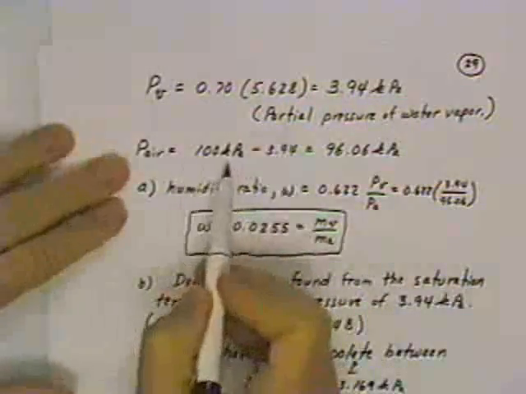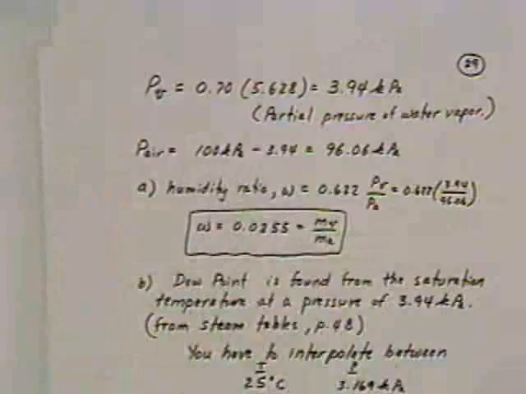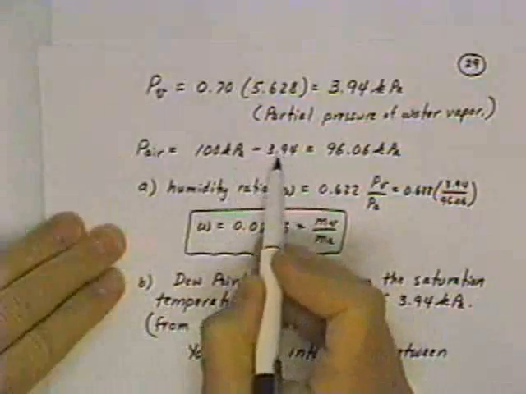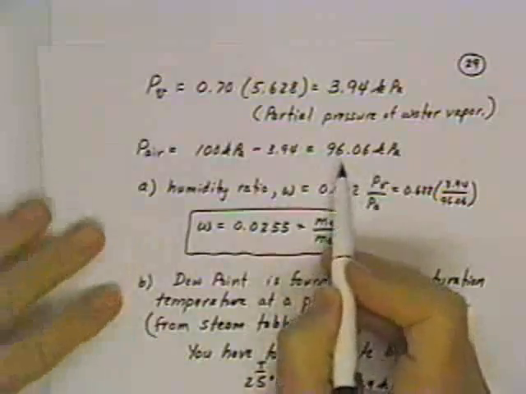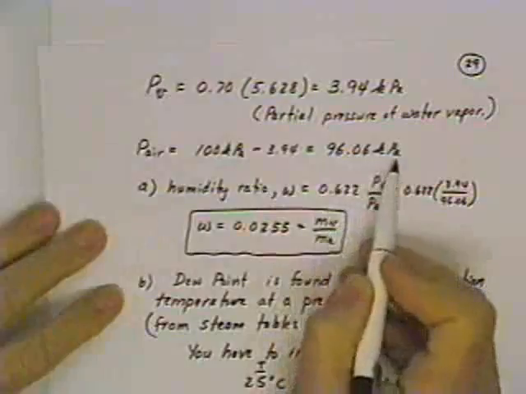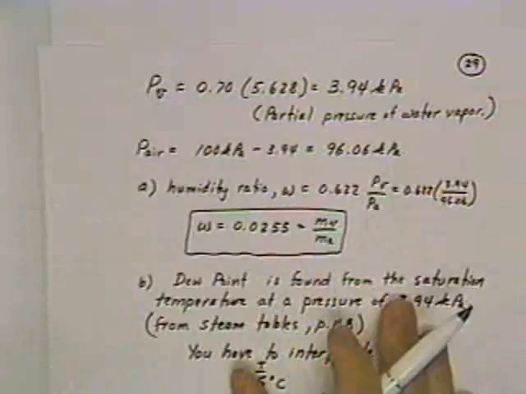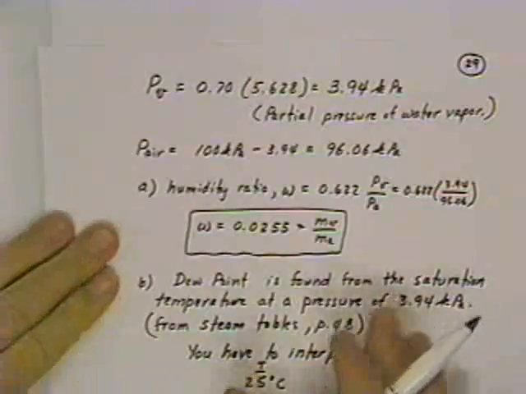We're given that the overall pressure is 100 kilopascals, and so the overall pressure then is made up of the pressure of the dry air and the pressure of the water vapor. So if the overall pressure is 100 kilopascals, and the pressure of the vapor in the air is 3.94 kilopascals, then the dry air in this mixture has a pressure of 96.06 kilopascals. And so on the partial pressure basis, we've got a partial pressure of 96 kilopascals for the dry air and about 4 kilopascals for the water vapor.